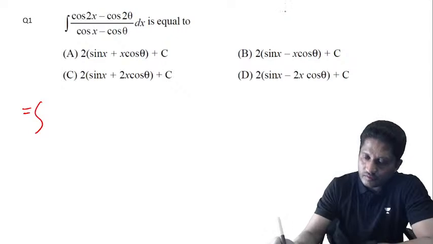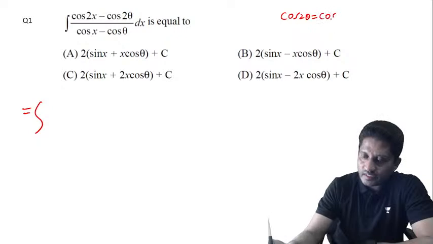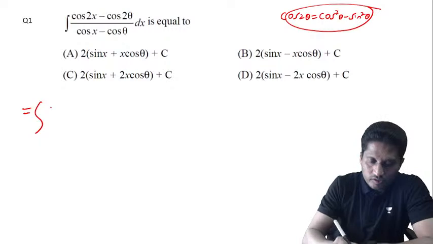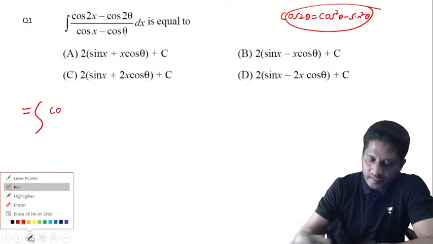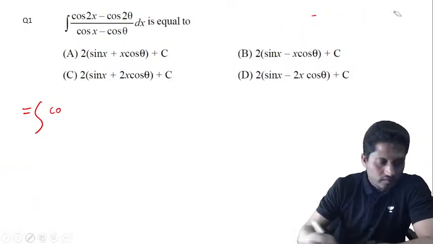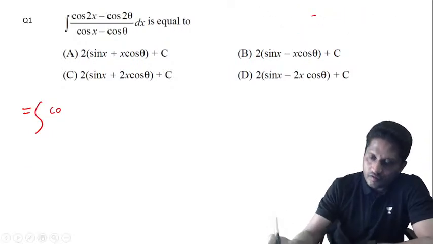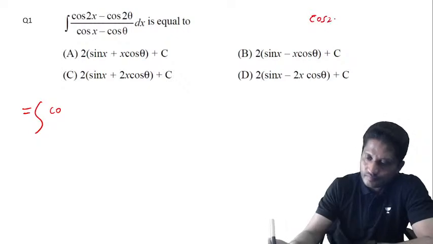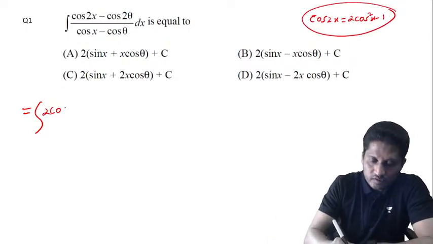Cos 2x is equal to, cos 2 theta is equal to cos square theta minus sin square theta, right? Cos 2x can be written as cos square x, or I can write directly in terms of cos only. Cos 2x is equal to 2 cos square x minus 1, and cos 2 theta is equal to 2 cos square theta minus 1.